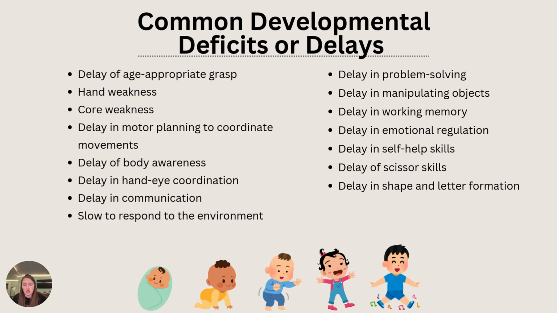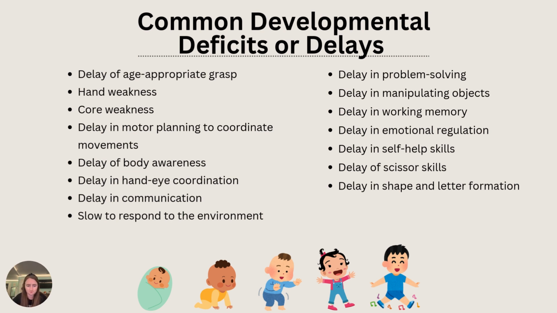It is common in early childhood to see a delay of age appropriate grasp, such as how they're holding their writing utensil and if it correlates to their age, hand weakness, core weakness, delay in motor planning to coordinate movements, so not being able to move your body in a certain way, delay of body awareness, delay in hand-eye coordination, delay in communication, slow to respond to the environment, delay in problem solving, delay in manipulation of objects in the hands, delay of working memory, delay in self-help skills, delay of scissor skills, delay in shapes and letter formation, and more.